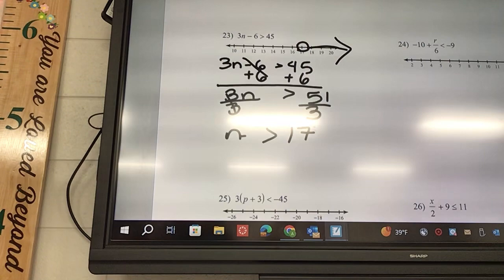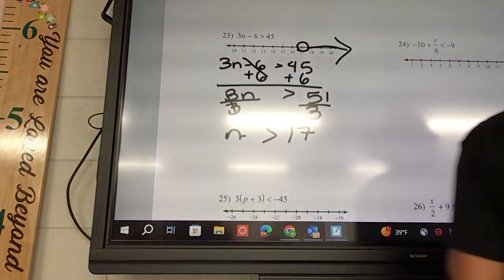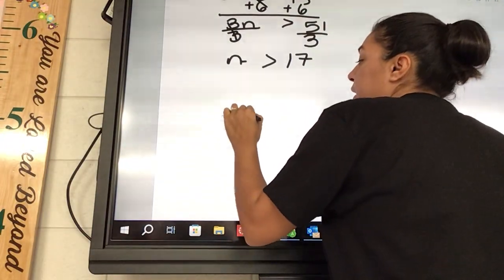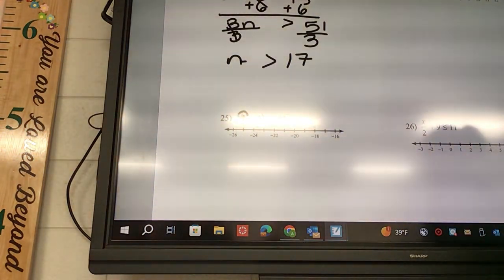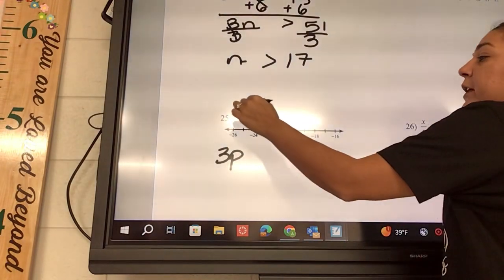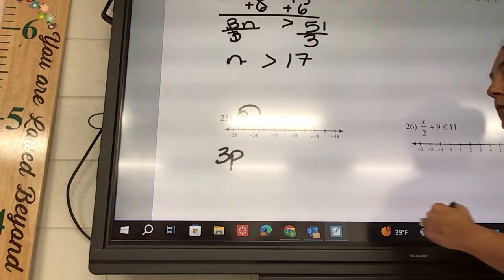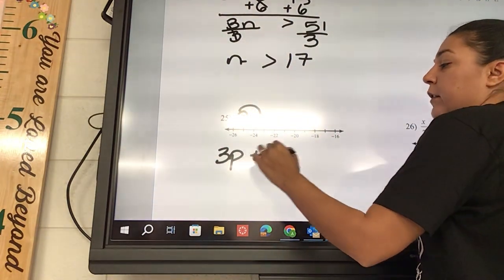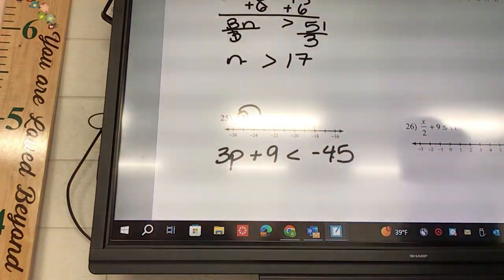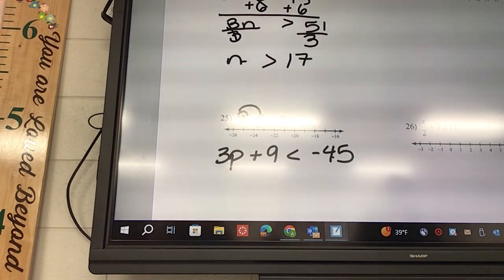Okay, 25 looks a little bit different. Why? The parentheses. Okay, all that means is you need to times everything. Okay, so there's really a 1 right here. So what is 3 times 1? 3. So we're going to get 3p. 3 times 3. 9. Okay, and now it looks just like all the other problems. Okay, so we do 3 times 1, 3 times 3.